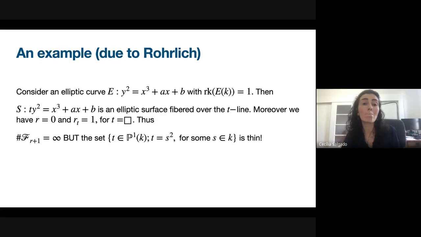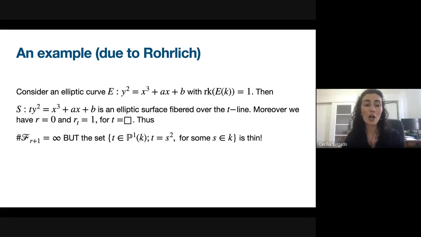So for every square, the fiber has rank 1. So I have that F_{R+1} is clearly an infinite set because it contains the set of squares. But the set of squares is thin. So I don't know if the rank is jumping in a set which is thin or not. And actually, this surface fits in our theorem, in the second theorem.